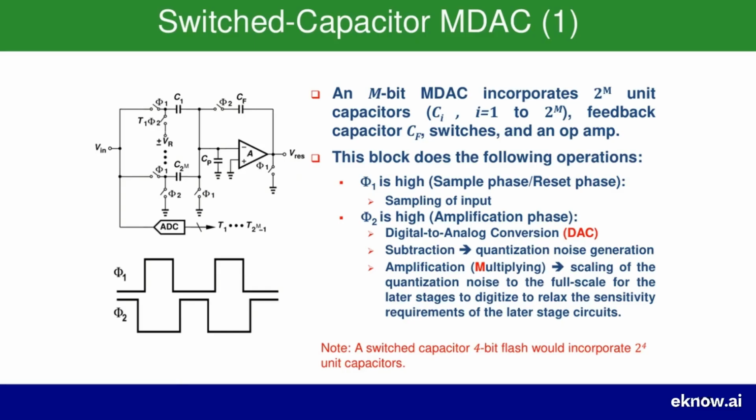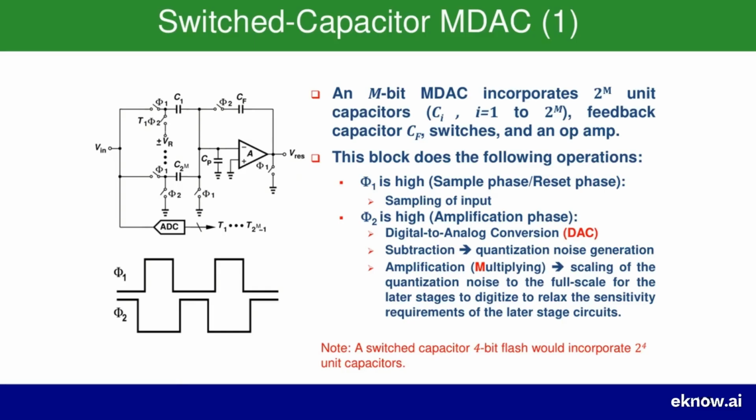Finally, we have amplification, which is also the multiplying part. This residue voltage is typically very small. To make it useful for the next stage in the pipeline, we need to make it bigger. The op-amp, along with the ratio of the sampling capacitors to the feedback capacitor, CF, amplifies this residue, scaling it up to fill the full input range of the next stage. This is a crucial step because it means the later stages in the pipeline don't have to be nearly as precise as the first one, which saves a lot of power and complexity.